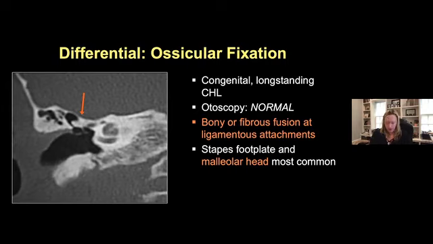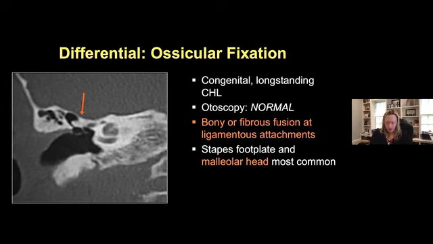But the second most common place, where we can make a difference and see this on imaging, is the malleolar head, as in this case. Here you can see that the ossicle doesn't look totally normal. It's angulated and thickened, and there's bony fusion with the roof of the middle ear cavity.